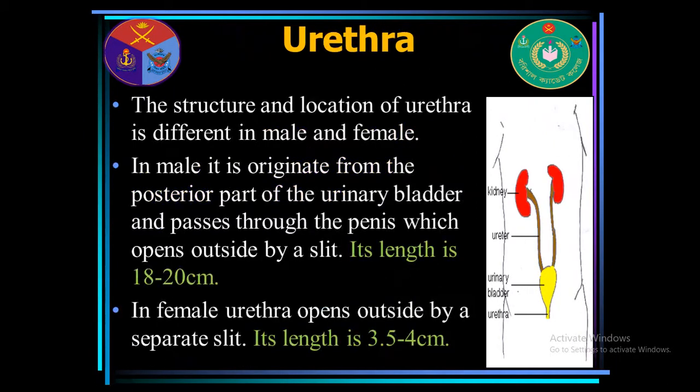Urethra. The structure and location of urethra is different in male and female. In male, it is a common duct. I mean, sperm and urine are both expelled out from this duct, that is called urethra. But in female, it is different. In male, it originates from the posterior part of the urinary bladder and passes through the penis, which opens outside by a slit. Its length is 18 to 20 centimeter. But in female, urethra opens outside by a separate slit. Its length is 3.5 to 4 centimeter.